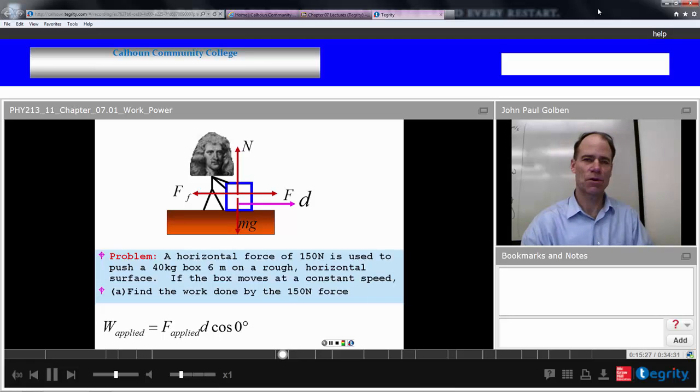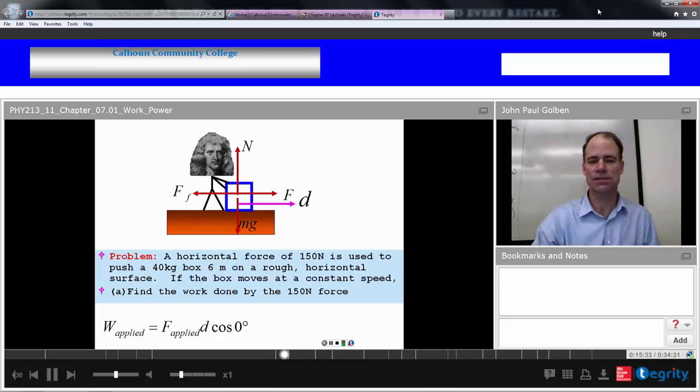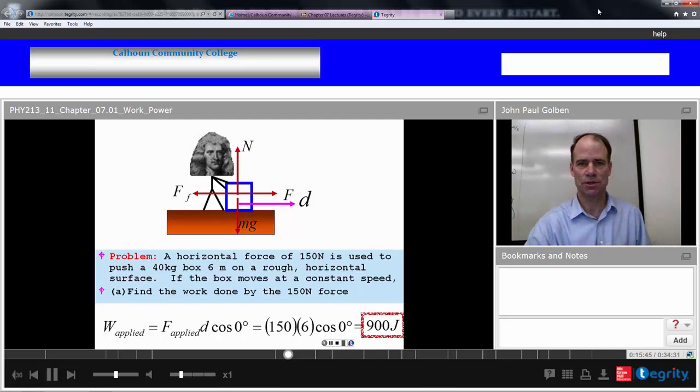Work is equal to force times distance, cosine of the angle between the two, force and displacement direction, in this case 0 degrees, they're in the same direction. So we'll have 150 newtons times 6 meters, cosine 0, which is 1, 900 joules of work. Newton pushing this does 900 joules of work.